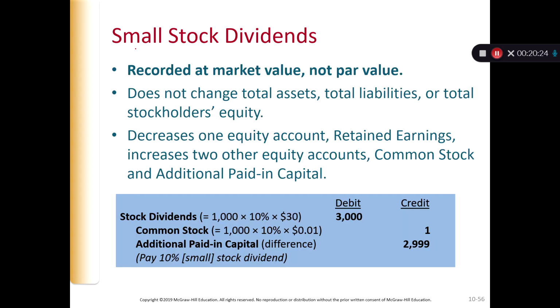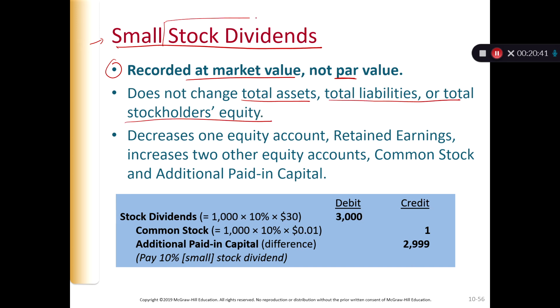Okay, so then what do we do if it's a small stock dividend? First of all, we want to record it at market value, not par value. Second, it does not change total assets, total liabilities, or total stockholder equity. So in other words, any kind of stock dividend doesn't change the total structure of the assets, liabilities, and equity. However, what we want to know is that within the equity section, it's decreasing one equity account, retained earnings, and increasing two other equity accounts, common stock and additional paid-in capital.